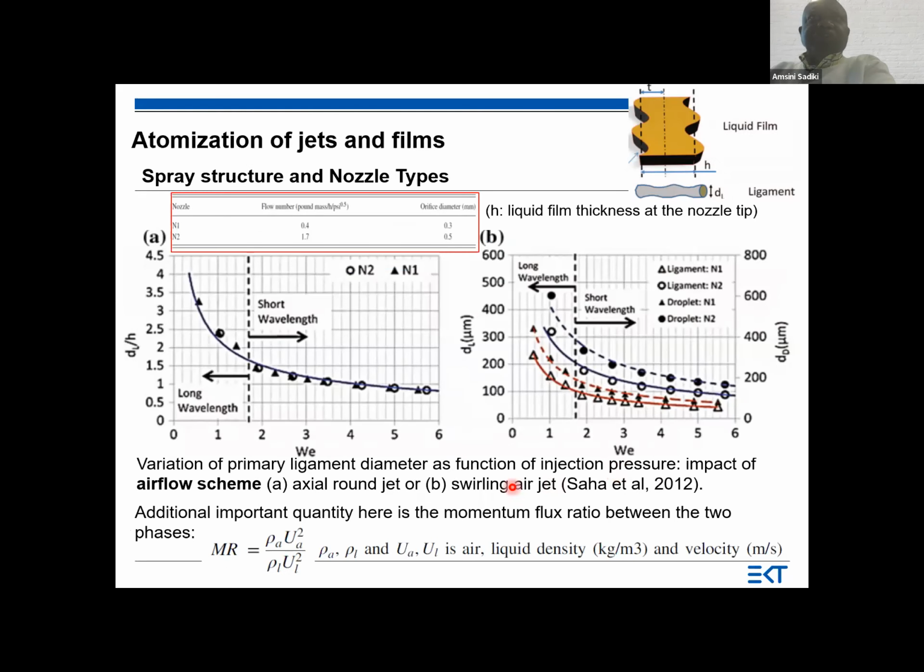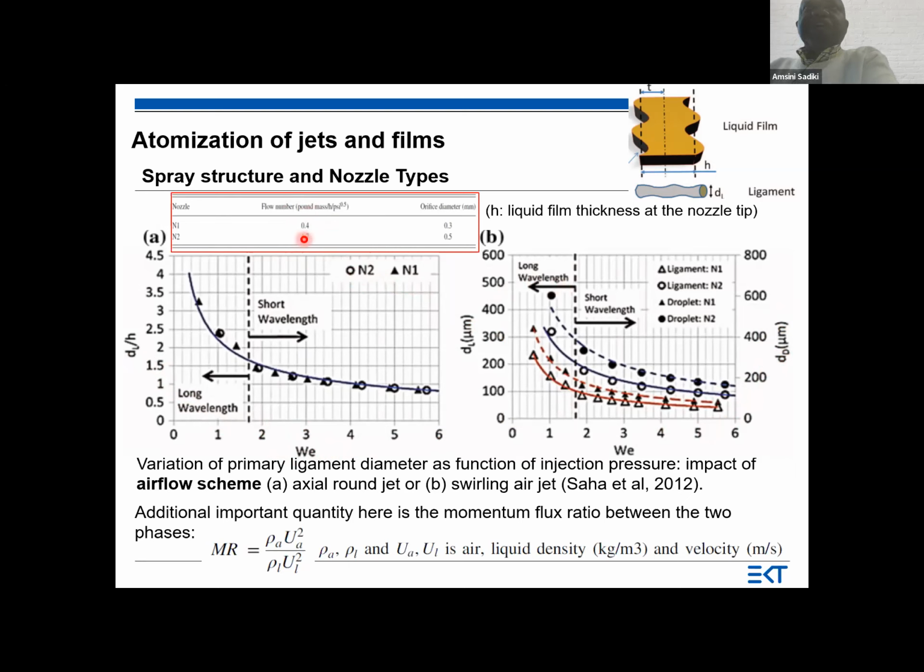We have seen the evolution of the diameter and the evolution of the wavelength. We have almost the same behavior if we look at the evolution of this as a function of the wave number. And we have also the evolution of the droplet diameter as a function of the wave number. And we see here these two kinds of experiment.